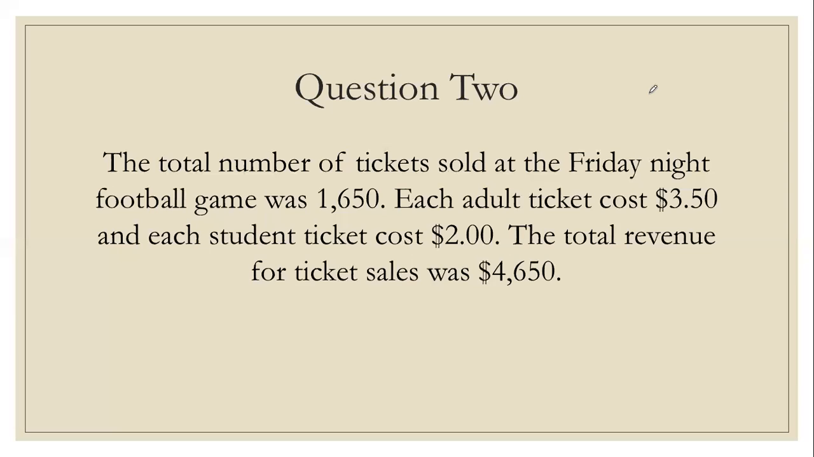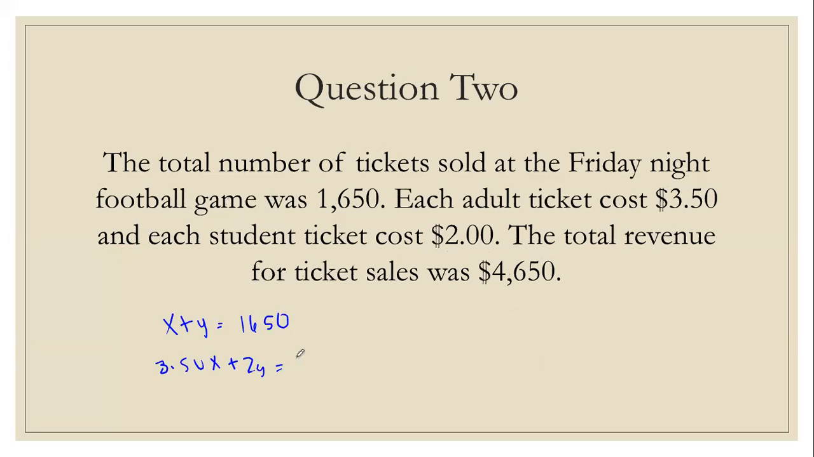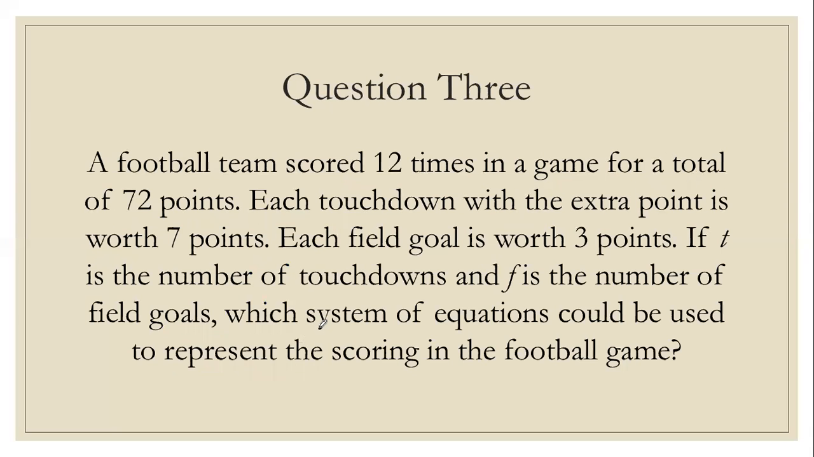Okay. You should have gotten, let's go, Sophia: x plus y equals 1,650 and 3.50x plus 2y equals 4,650. Good job, everybody. All right, all got a point.